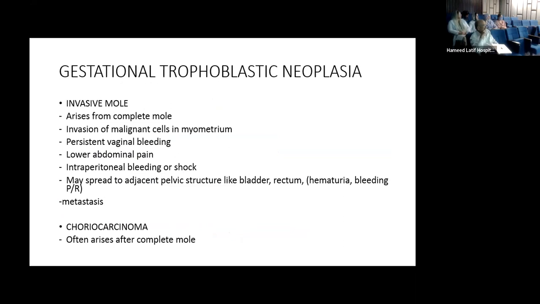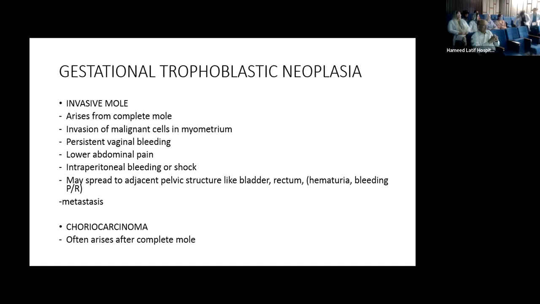Today we will discuss gestational trophoblastic neoplasia. Gestational trophoblastic neoplasia can be invasive mole, choriocarcinoma, placental site trophoblastic tumor, and epithelioid trophoblastic tumor. Invasive mole usually arises from a complete mole.